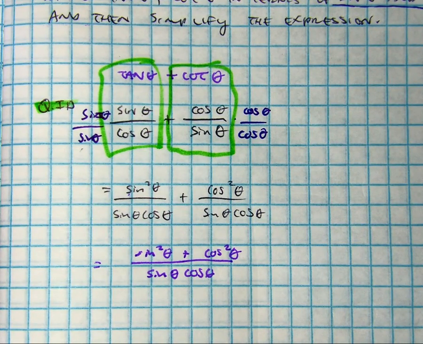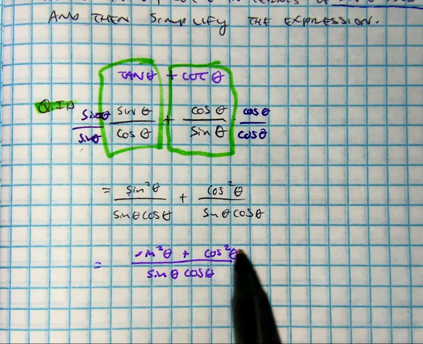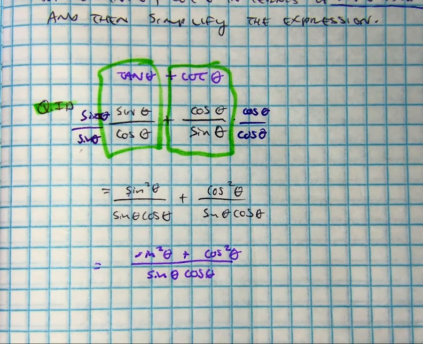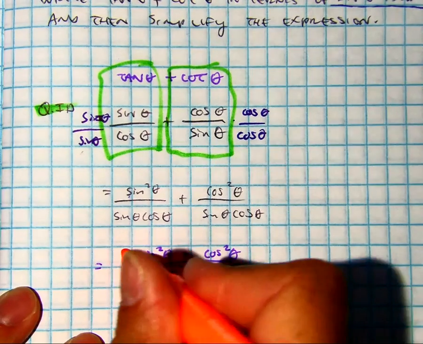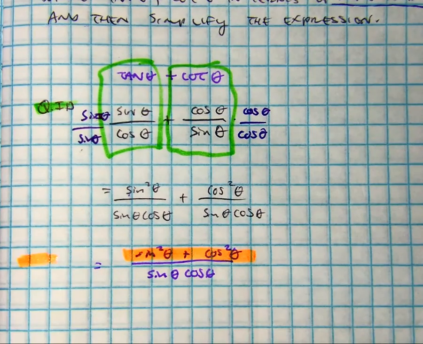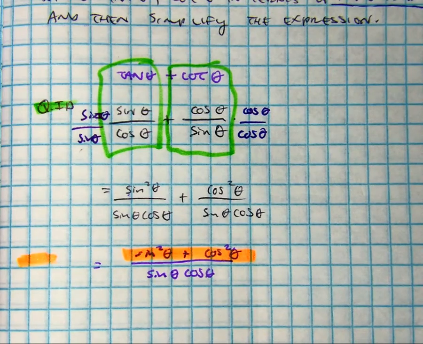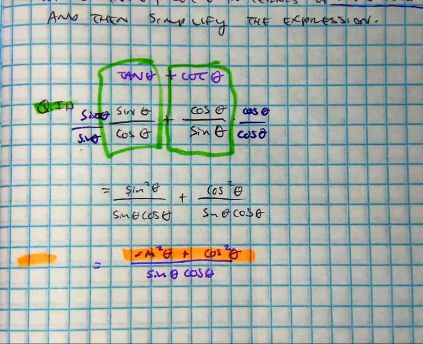Whisper it to your partner. Something's happening here on the numerator. I'll give you a hint. Put it in green because I found an identity.